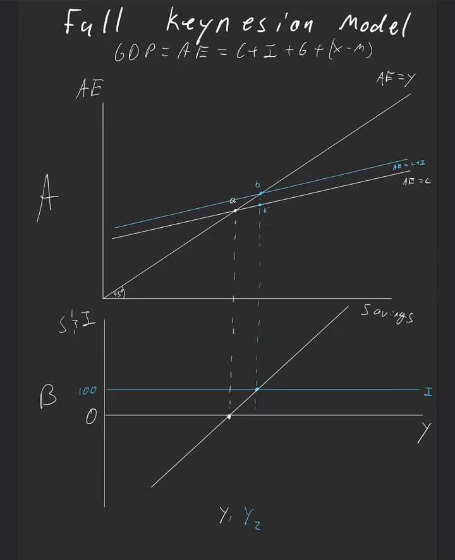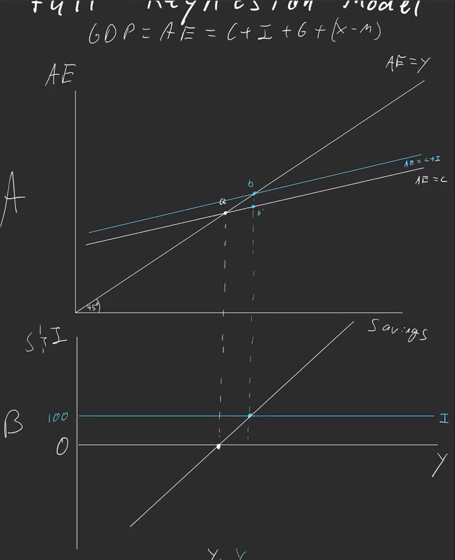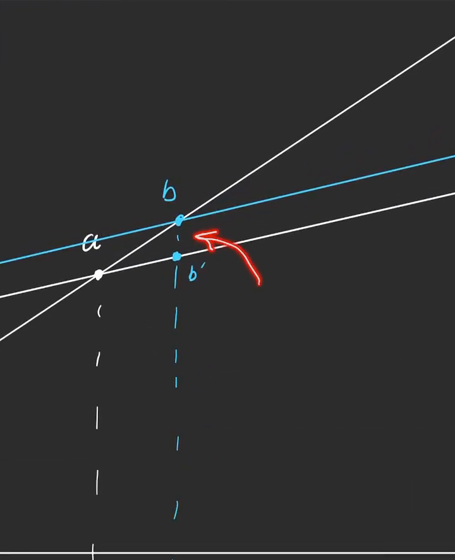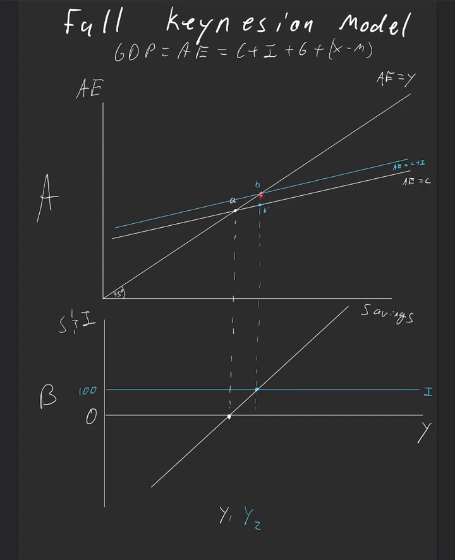Now why is that, okay? Because consumption fell short of aggregate expenditure by that amount. That distance there needs to explain this amount here. So our savings is then positively related to income, even though investment is not, okay?